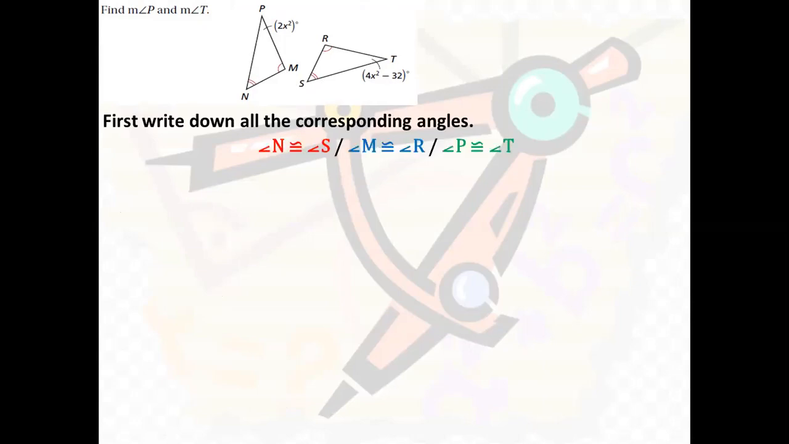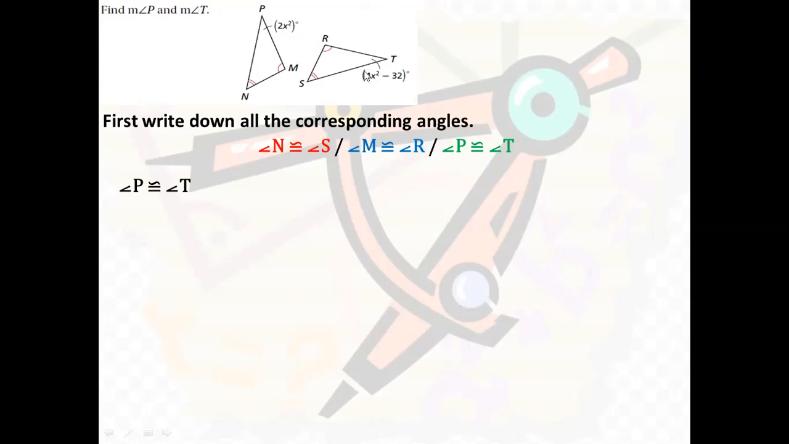Which are the congruent angles? We have angle N equals angle S, the corresponding angles, or the congruent angles. Angle M is congruent to angle R, as they have marked. So that leaves angle P being congruent to angle T. Now, keeping this in mind, they want you to find angle P and angle T.